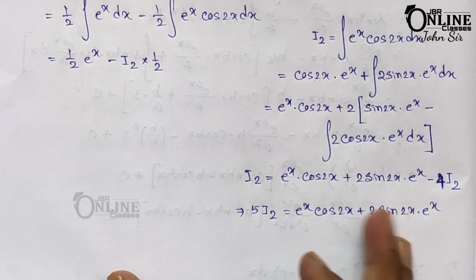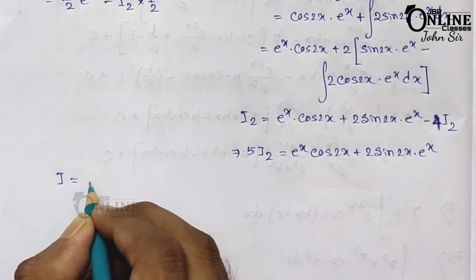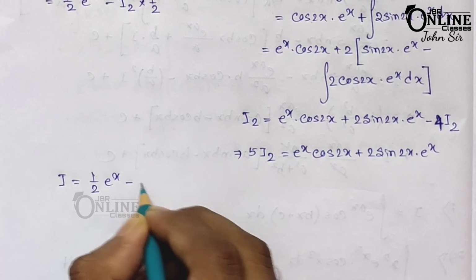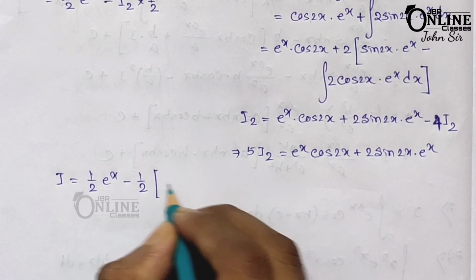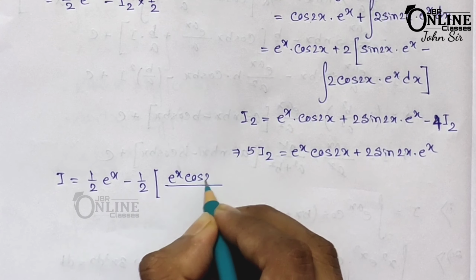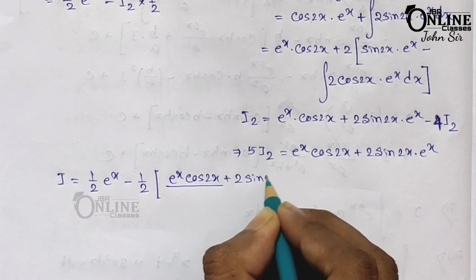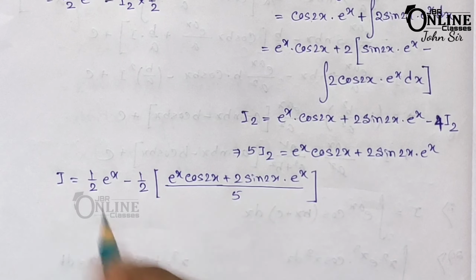Now I equals half e to the power x, then minus I2 into this one. So if you put down the value of I2 here, then I equals half e to the power x minus half, and then I2 means first this one, e to the power x cos 2x plus 2 sin 2x e to the power x, divided by 5. Okay, divided by 5.